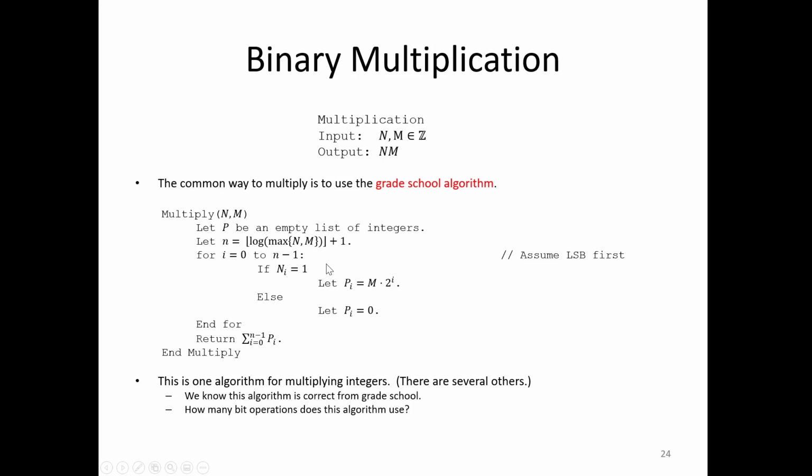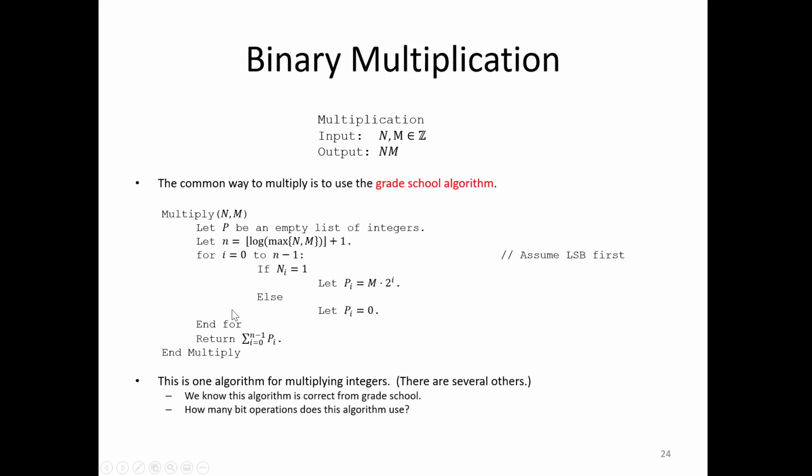So that's one small change. As before, multiplication in the grade school algorithm moves from the least significant bit to the most significant bit. So let's remember that. We're going right to left instead of left to right. We're going to again enter this loop where in each loop we want to compute one of our intermediary products.